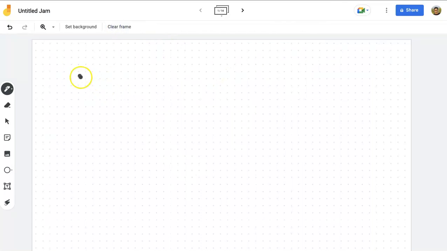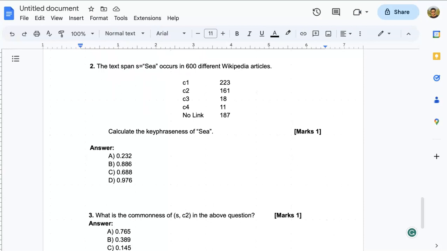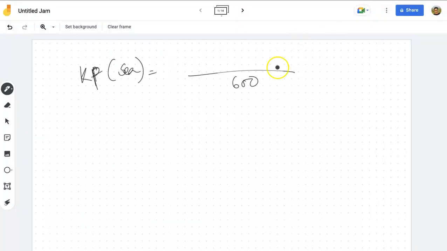I'm writing it as keyphraseness, KP, of the word C. So it will be 600 in the denominator, and then the connections: 223, 161, 18 and 11. If you sum them up, you will get the output.